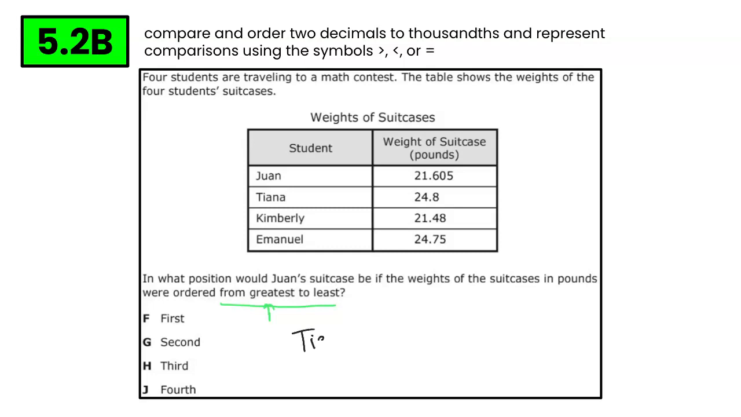And so I'm going to start by writing down Tiana, and I'm going to also write down her number underneath, 24.8. And I know that that is the greatest number in that list. Then the next greatest number, of course, would be Emmanuel from the previous work that we did in our comparisons. And so 24.75 would be the next number. Again, going back to that ones place and making sure that we're eliminating Juan and Kimberly.